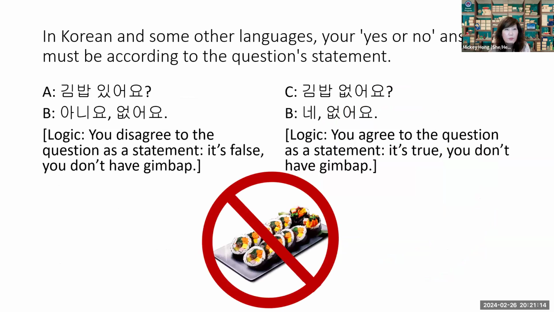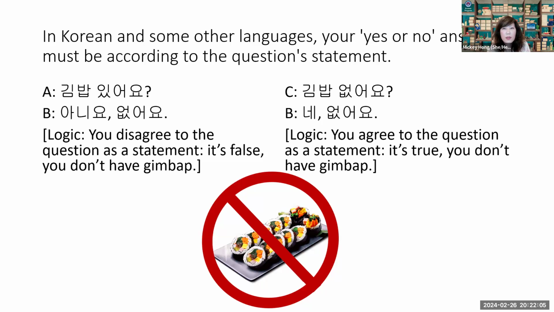In Korean and some other languages, your yes or no answer must be according to the question statement. So think of whatever you're going to ask as a statement, and you are answering yes or no based on whether that statement is true or not. Somebody asks you, "Kimbap 있어요?" And you don't have kimbap, so you say, "아니요, 없어요." The logic of this is you disagree to the question as a statement. If it's false, you don't have kimbap, so you say, "No, I don't have it." They're asking you, "Is it true you have kimbap?" "No, it's not true because I don't have it."